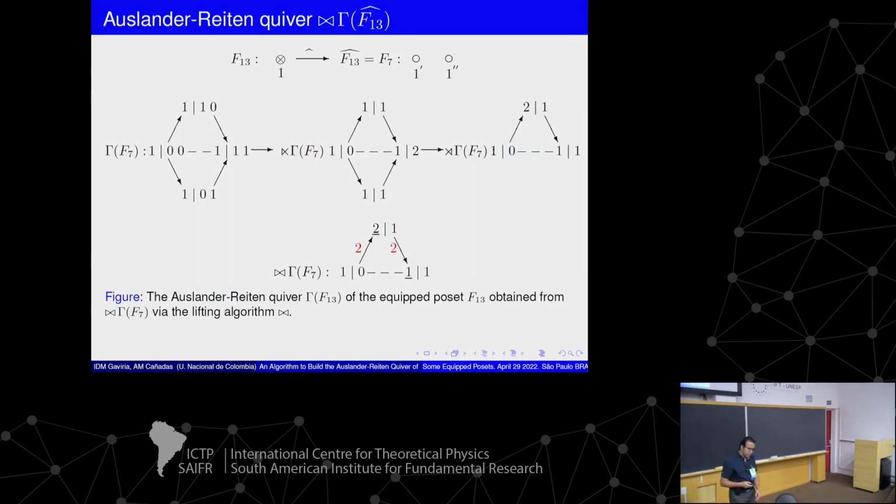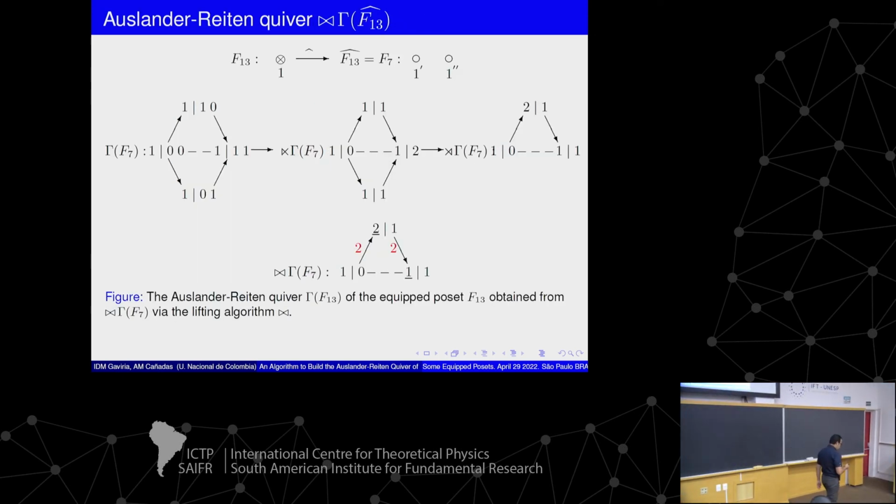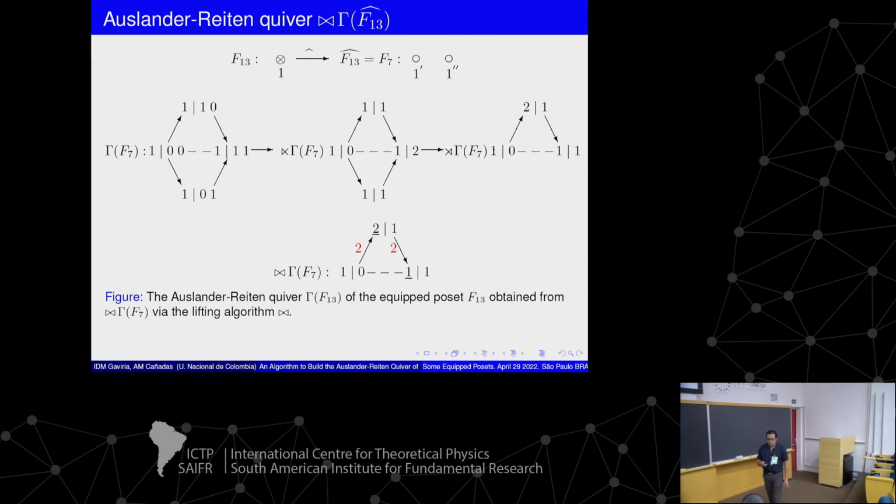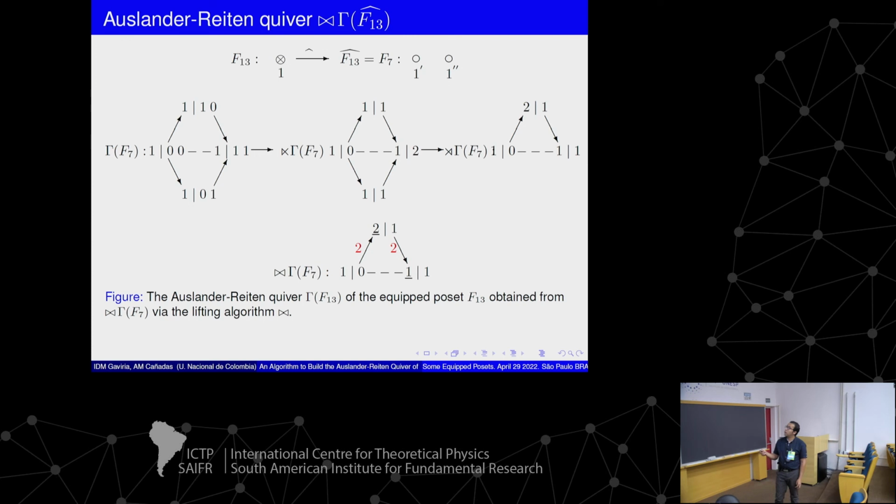Well, one example to understand better this lifting algorithm. Here we have one equiposet. This equiposet has just one point, one weak point. Then we need to compute the Auslander-Reiten Quiver of this poset. So you calculate the evolvent of this poset, separate this poset in two incomparable posets, one prime and one double prime.